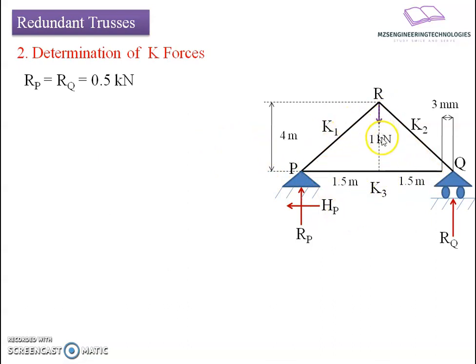So under the application of the unit load, the reactive forces at P and Q will be equal to 0.5. Since the geometry is symmetric, we can say Rp equals Rq, which equals 1 by 2, that's W by 2, which comes to 0.5 kilonewton. Now we'll try to analyze the member forces by the joint method.